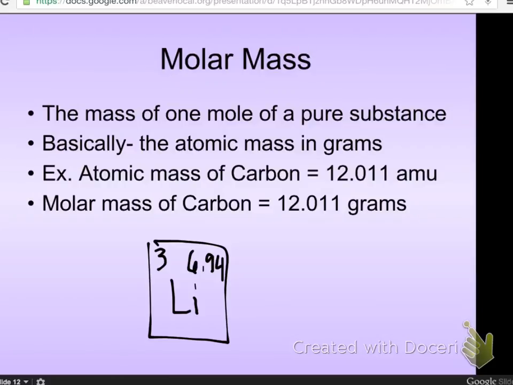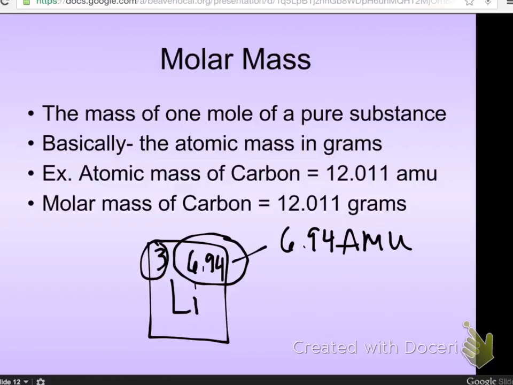So we've got lithium with an atomic number of 3 that tells us how many protons it's got, and this average atomic mass of 6.94. That's the atomic mass, 6.94 AMUs, right? Because we measure atomic mass in atomic mass units. So creative. If we had 1 mole of lithium, it would have a mass of 6.94 grams. So the molar mass is the same as the atomic mass, but it's got different units.